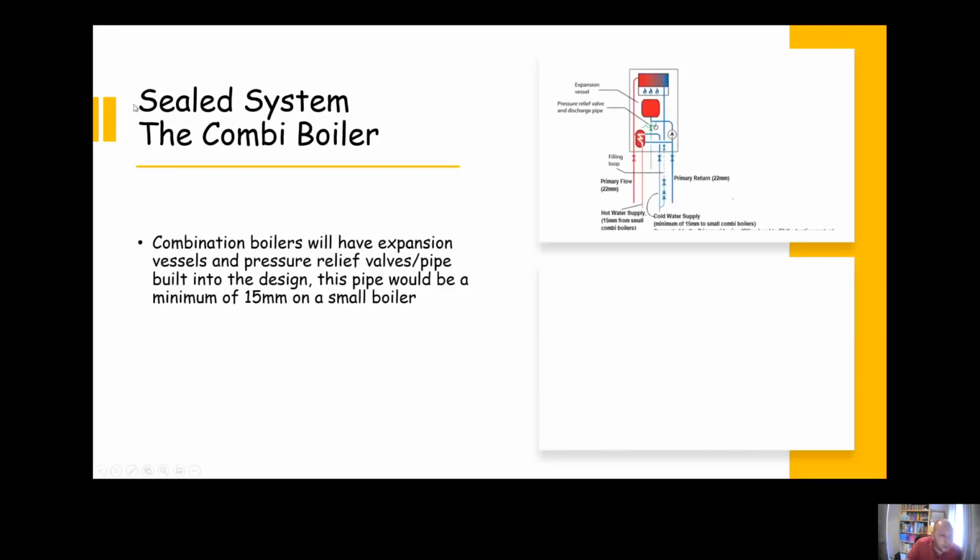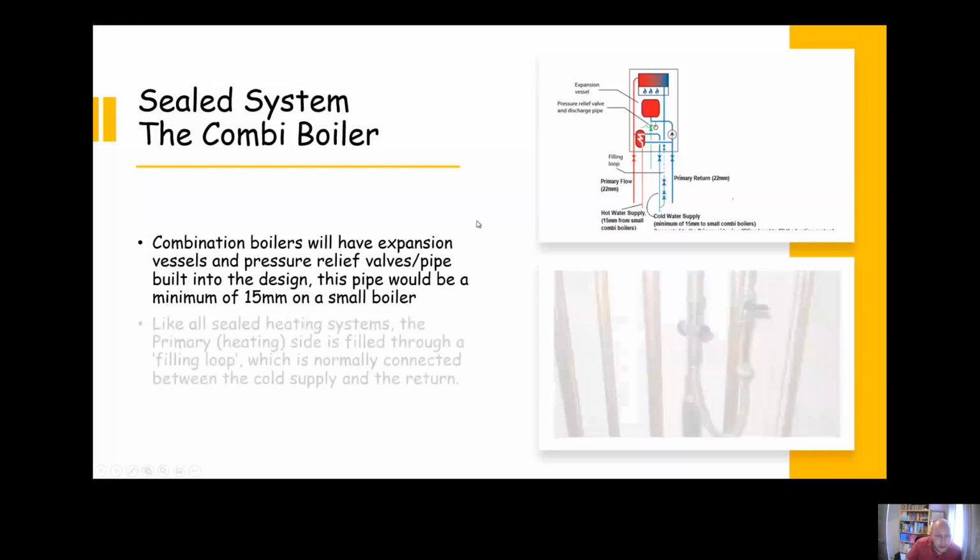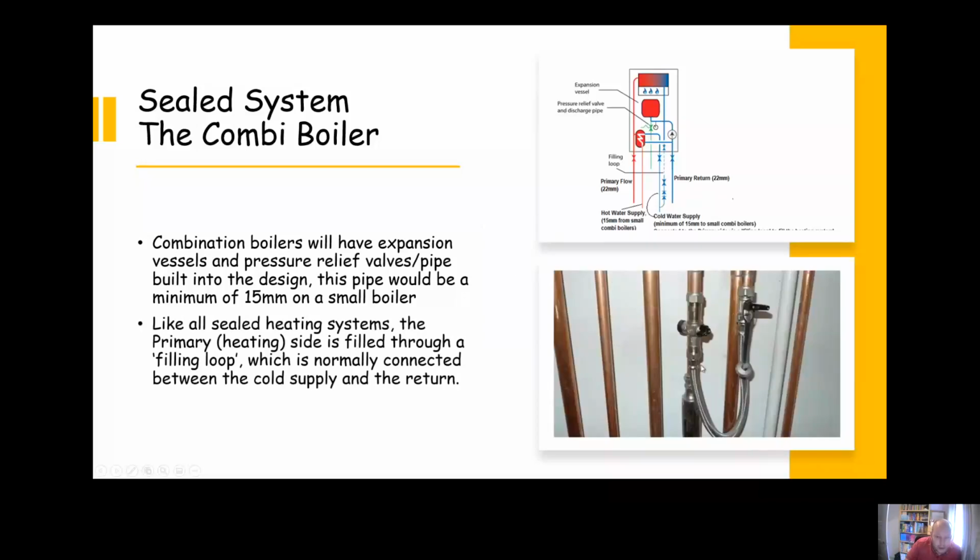Very briefly, we're going to look at the combi boiler. Combi boilers or combination boilers would have expansion vessels and pressure relief valves built into them. That would be 15mm, the expansion relief valve on a small boiler, most likely. And as you can see, this is an example of a filling loop here. Again, the heating side is going to be filled through the filling loop, and as soon as that system's full, you should disconnect the filling loop to create a physical barrier between the two systems.